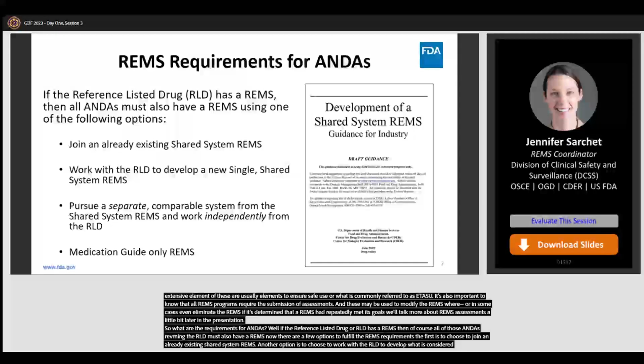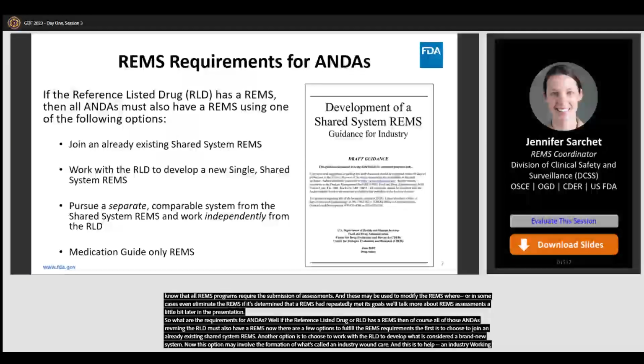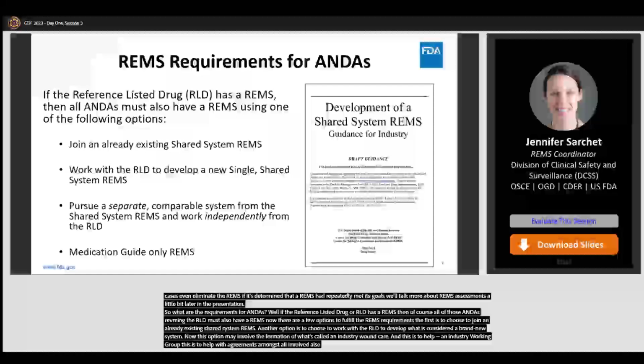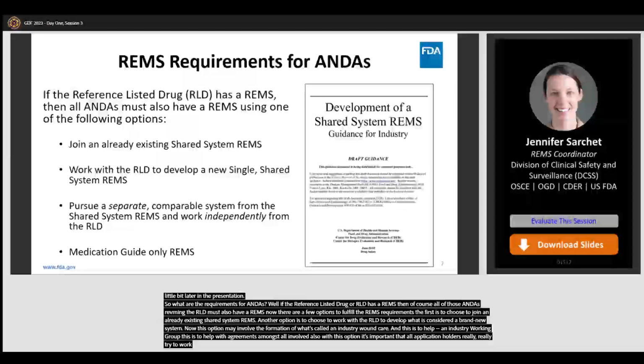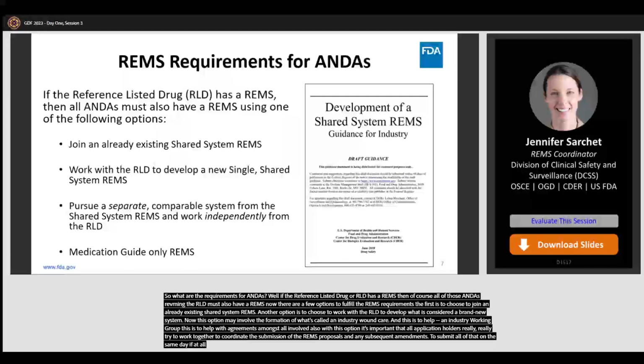Now this option may involve the formation of what's called an industry working group, and this is to help facilitate negotiations and agreements among all of those involved. Also with this option, it's important that all application holders really try to work together to coordinate the submission of their REMS proposals and then any subsequent amendments, to submit all of that on the same day if at all possible. And this is simply to help with tracking of all the REMS submissions that come in over time.